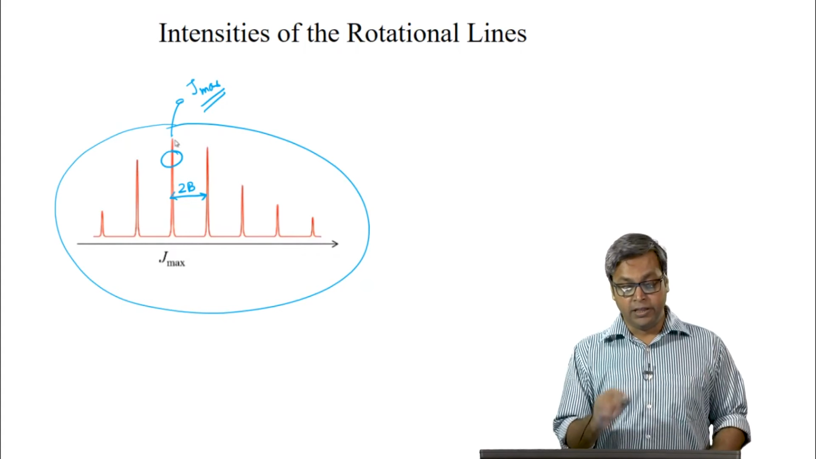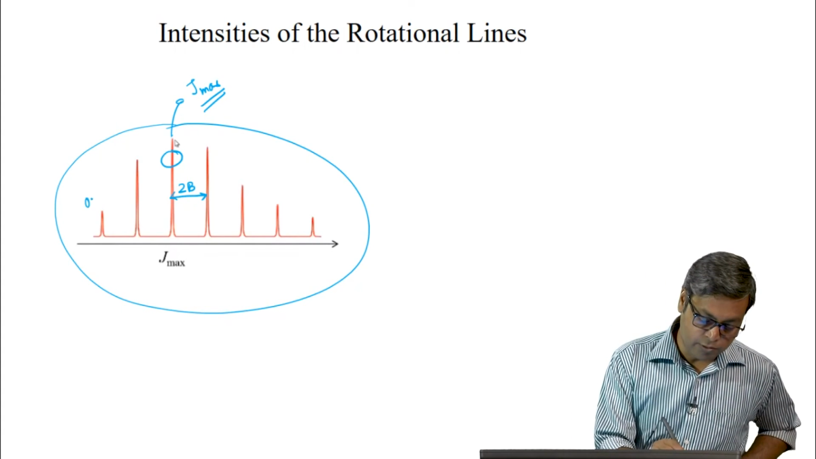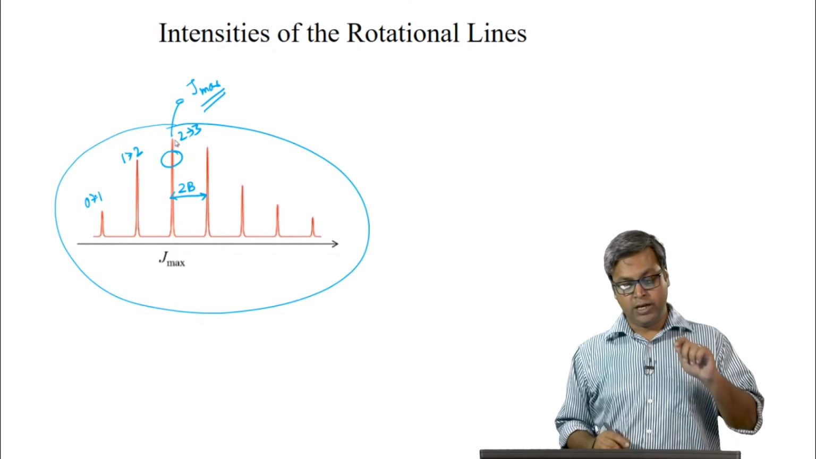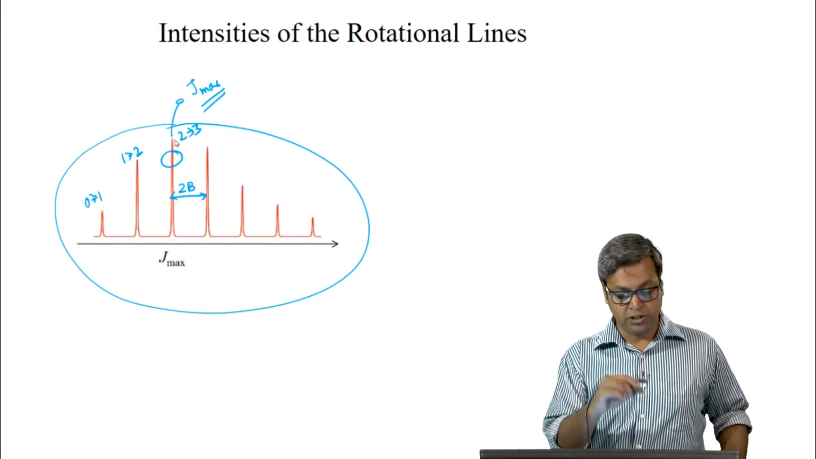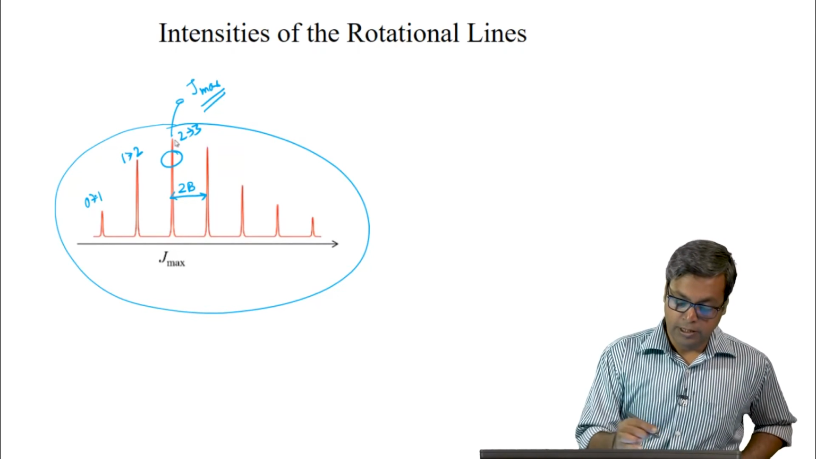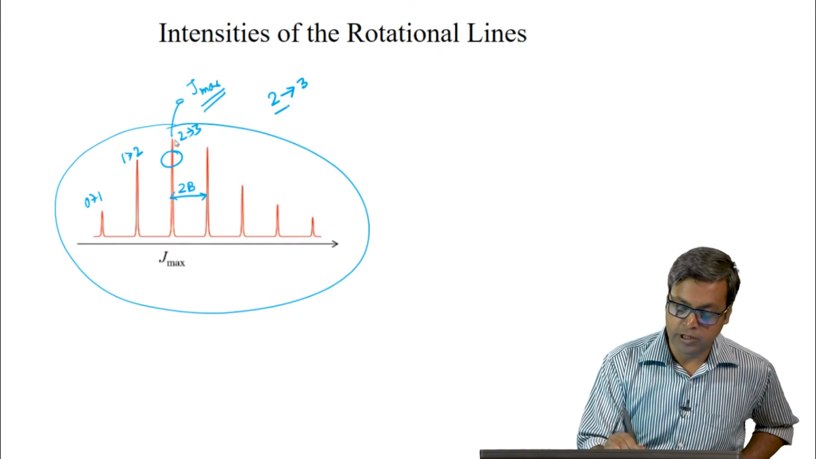In this particular figure we have transitions 0 to 1, 1 to 2, 2 to 3. We can see J equals 2 gives the most intense line in the spectrum, and that means the transition which is most intense is the 2 to 3 transition.